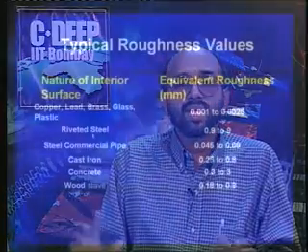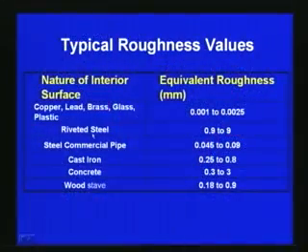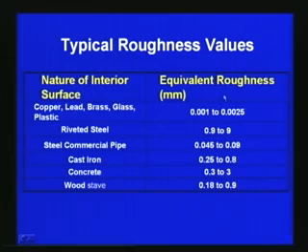So, now we have seen this when we discussed the major losses as far as pipe friction is considered. One of the important factors is the roughness height of the pipe, inside the pipe wall. We have seen that with respect to various materials, this roughness height is changing. So, with respect to the nature of the interior surface, the equivalent roughness is given here for various materials.